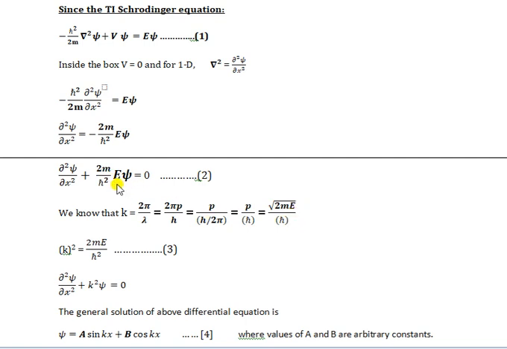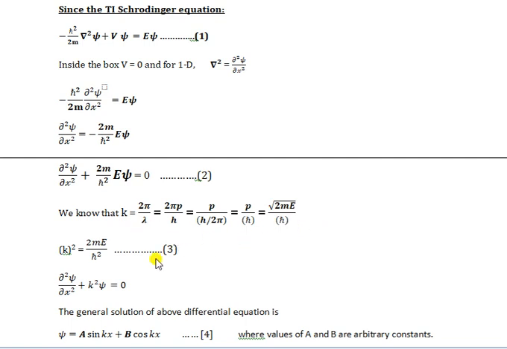Here we are denoting total energy by capital E, but in this case potential energy is 0, so total energy equal to kinetic energy plus potential energy. It means total energy is equal to kinetic energy. That's why we represent the kinetic energy by capital E, because the kinetic energy is equal to the total energy. So k equal to root 2mE upon h cross.